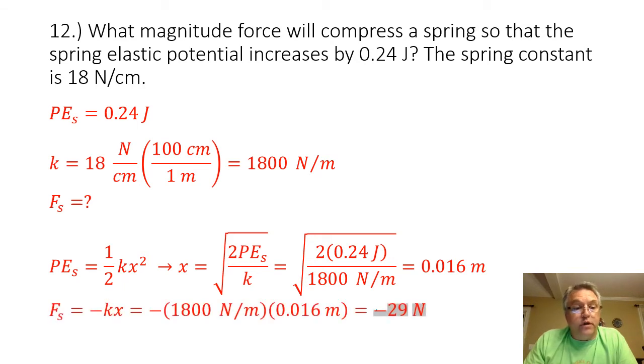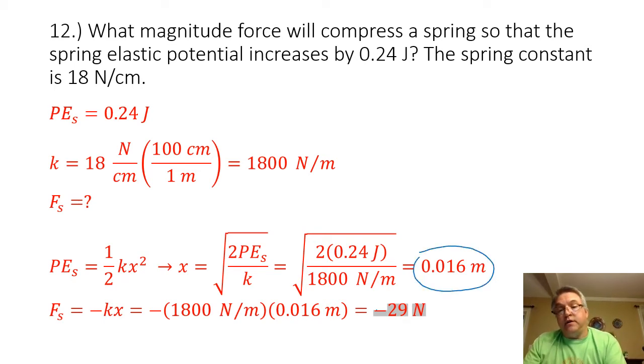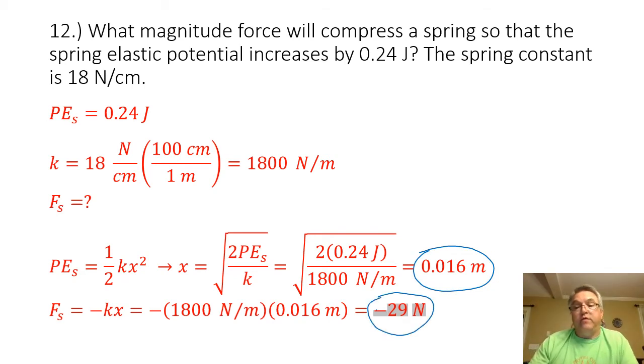And when I do that, I know the force on the spring is equal to negative kx. Plug my values for the spring constant and displacement into that formula, and I'm going to get a force of negative 29 newtons. And note that because my displacement here is positive, my force ends up being negative because they have to be in opposite directions.